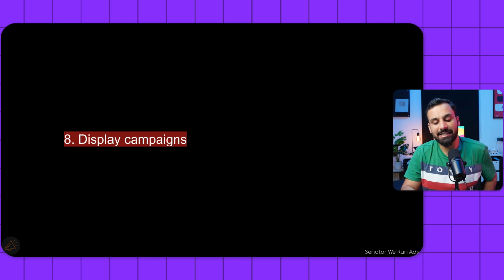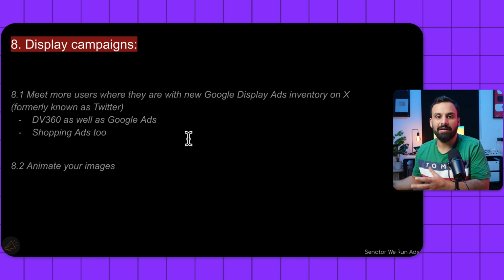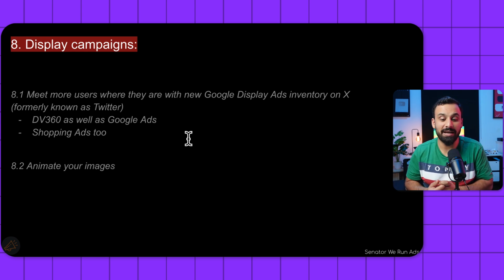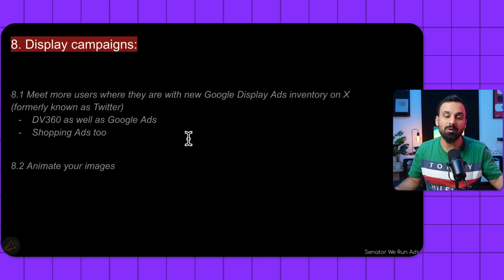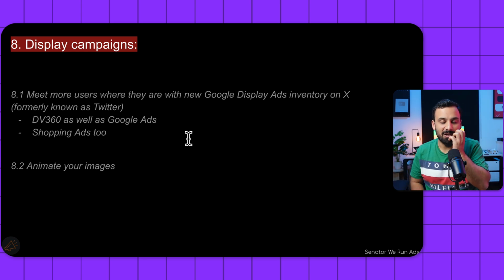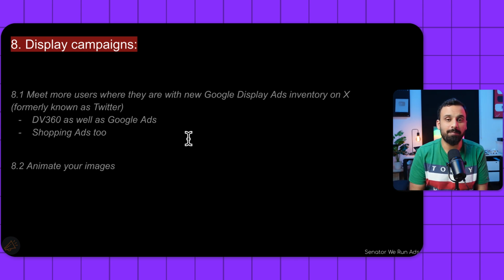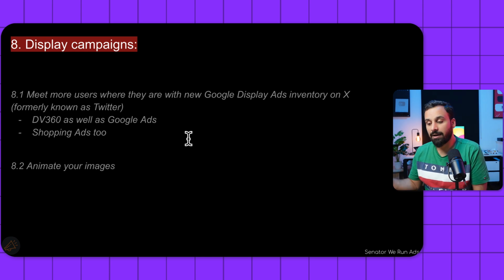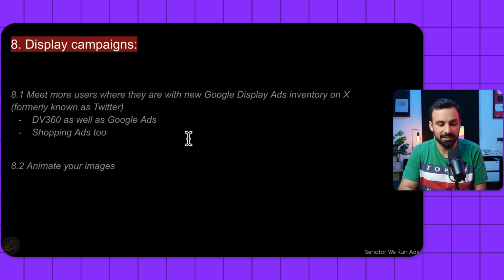This leads us to our eighth section, which is updates in the display campaigns. The first update is that the X or Twitter inventory has been plugged into Google Display Network. Now the display ads you're running on Google Ads can appear on Twitter as well. Don't be surprised, because that's part of Google Display Network now. Even your shopping ads, like the product catalog or the product feed from Google Ads shopping campaigns, you can see on Twitter. And on Twitter, you will see ads from your campaigns on Google Ads as well as DV360, just FYI.